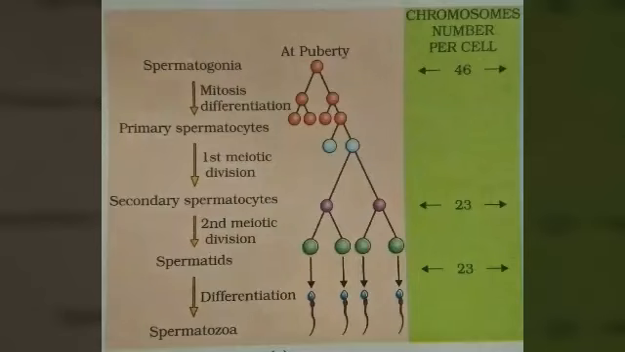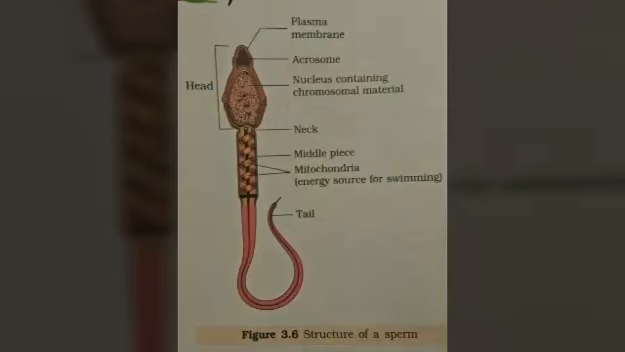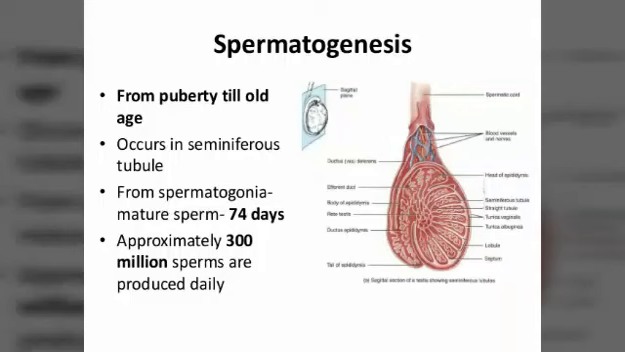Spermatogonia produce, through mitosis, the primary spermatocyte. Then it converts into secondary spermatocyte, and the secondary spermatocyte after the second meiotic division converts into spermatids, and through differentiation they develop into spermatozoa. This is the diagram of sperm. The sperm has different parts like plasma membrane, acrosome, head region, neck, and the tail region including the middle piece.